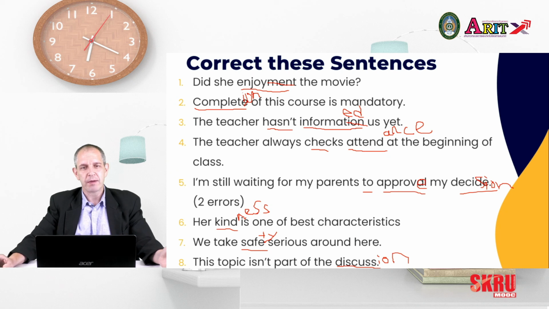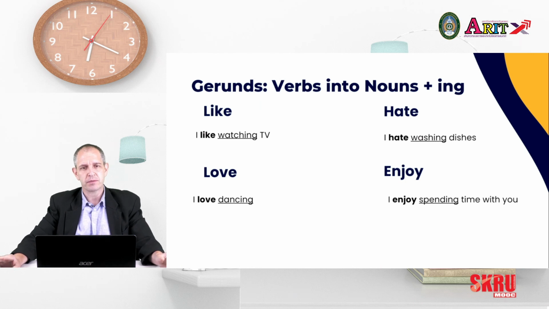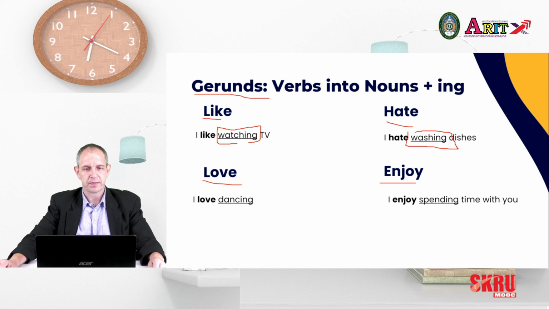Now, there's one more way we make nouns, and it's a special way. They're called gerunds. These are verbs into nouns, and we add ing. And gerunds are usually made after the main verbs like hate, love, and enjoy. So I like watching TV. I hate washing dishes. I love dancing. I enjoy spending time with you. So even though these are verbs, they're acting as nouns because they're after the main verb, and they've become nouns by adding ing. And in doing this, we call them gerunds.